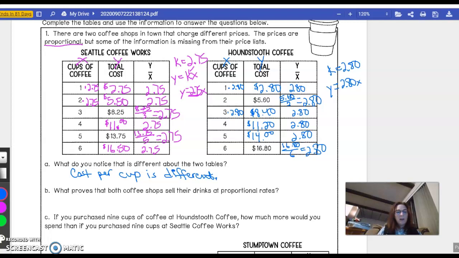Now this cost per cup here, you guys, that's actually the unit rate that we did to kind of start this module. Unit rate, the cost per 1 cup. And so when you're finding your constant, you're actually finding the unit rate in questions like this. What proves that both coffee shops sell their drinks at proportional rates? Well, their K is the same, meaning this K here and this K here is the same, which means it's a constant rate.